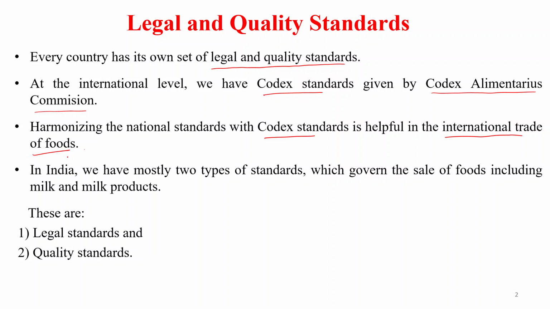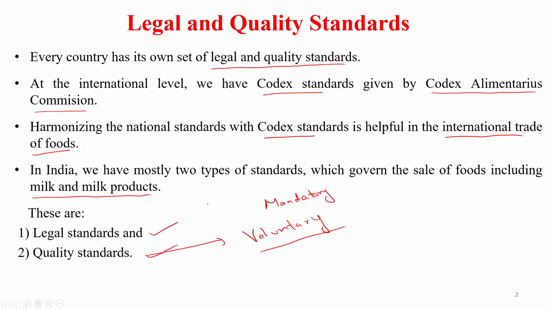Now in India we have mostly two types of standards which govern the sale of foods, including milk and milk products: legal standards and quality standards. Legal standards are mandatory, whereas quality standards are voluntary. It is one's choice to go for the quality standard, if one is able to fulfill its prerequisites. But legal standards are mandatory as per the law.